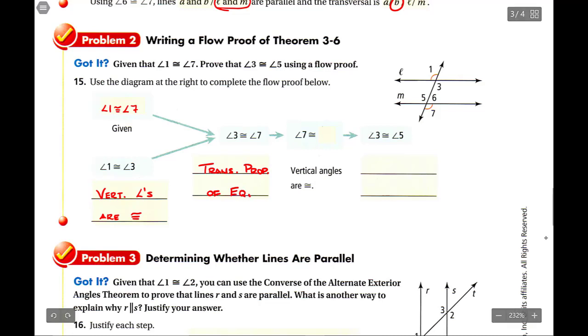And then we have angle 7 is congruent to some angle because, and the reason is given right here, vertical angles are congruent. So the angle that is vertical to angle 7 is angle 5. And then we have angle 3 is congruent to angle 5, and again, because of these two statements, it's the transitive property of equality.